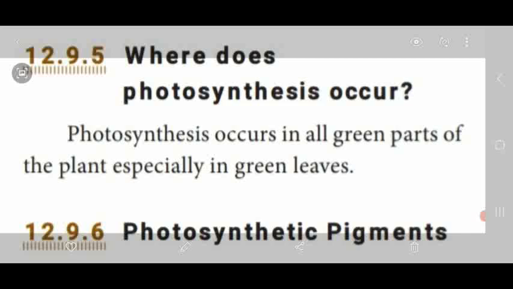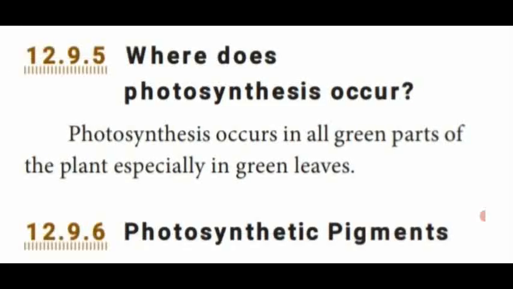Why does it take place in the green parts of a plant? Because only the green parts have the plastid, that is chloroplast, producing a green color pigment called chlorophyll. So only in those parts does photosynthesis take place.